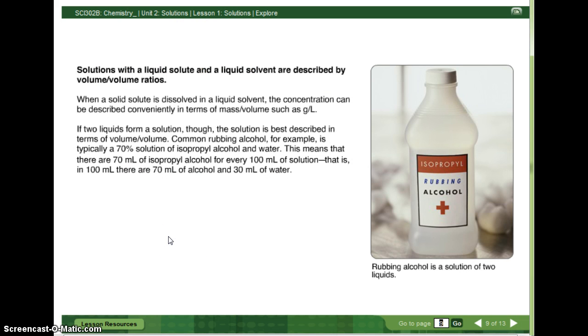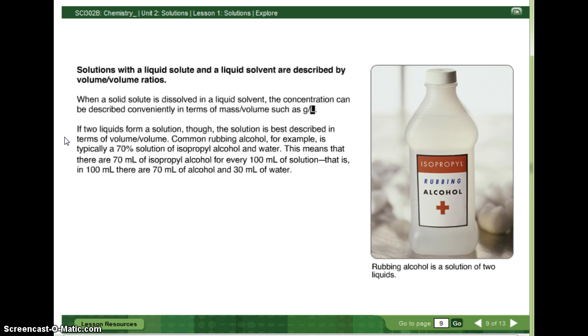Solutions with a liquid solute and a liquid solvent are described by volume-volume ratios. When a solid solute is dissolved in a liquid solvent, so when you put sugar in water, the concentration can be described conveniently in terms of mass to volume. Or in other words, we say grams of the sugar divided by however many liters of water you put it in. If 2 liquids form a solution, though, the solution is best described in terms of volume-volume.